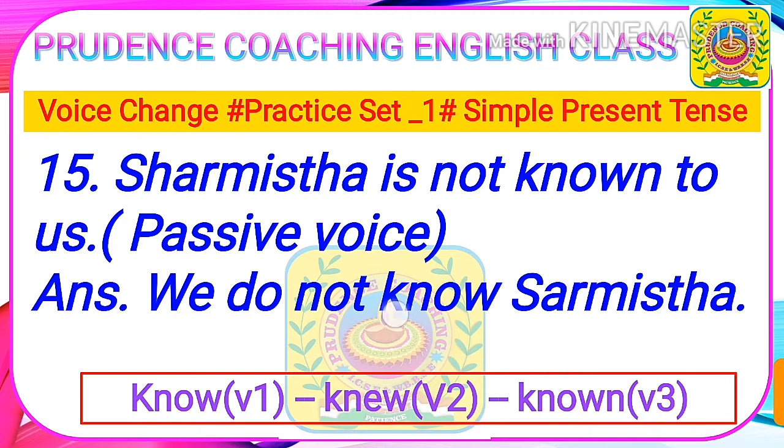So we will write here know, and as you can see, is not known will become do not know, because we need to change the given statement into active voice. So our final statement in active voice will be we do not know Sharmista. As you can see students, these questions are very important. We have chosen the best possible question from simple present tense, so that by doing this you can score the maximum marks. So let's move to the next one.